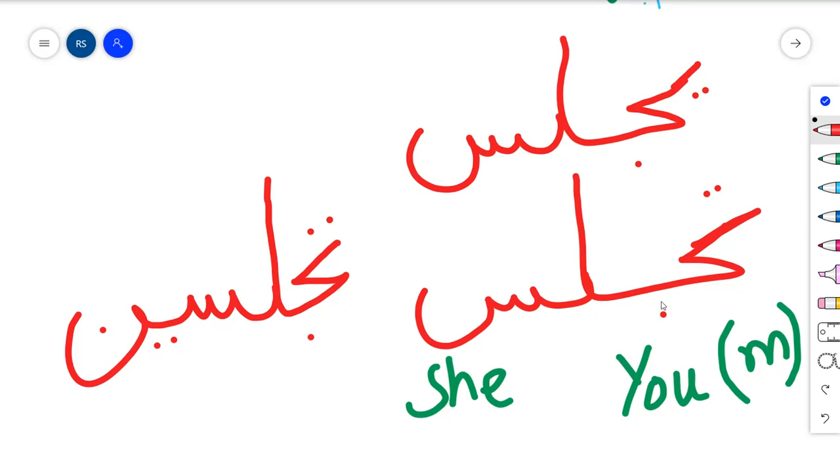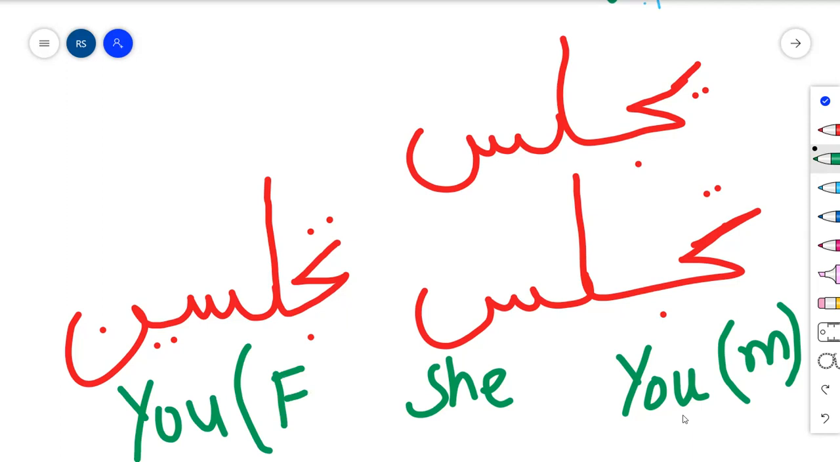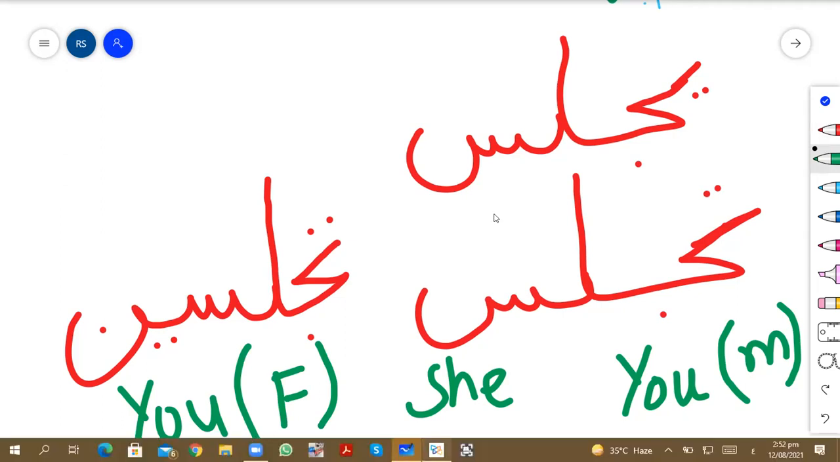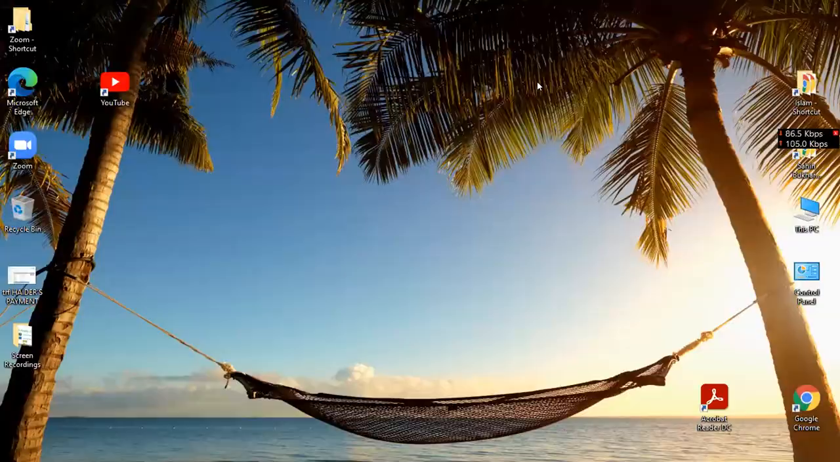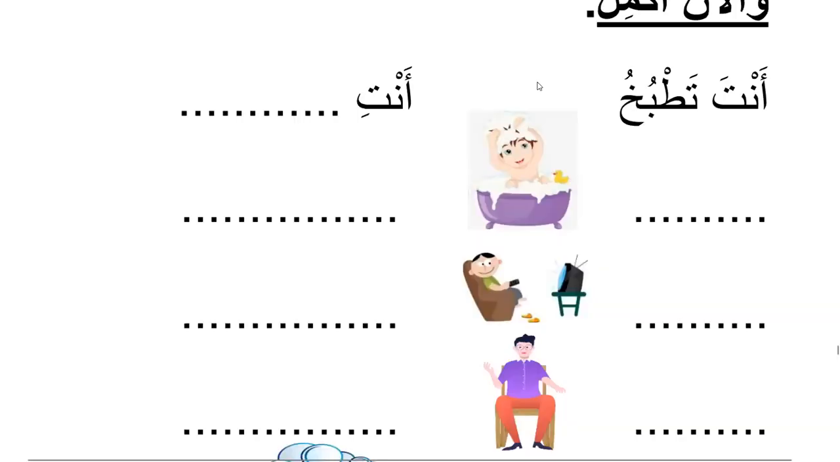Other meaning of tajlisu. She is sitting. You are sitting, male. Yes, you are sitting. What is the meaning of tajlisina? You are sitting. Female, okay? Yes, female. I'll do this question again, and also translate it.